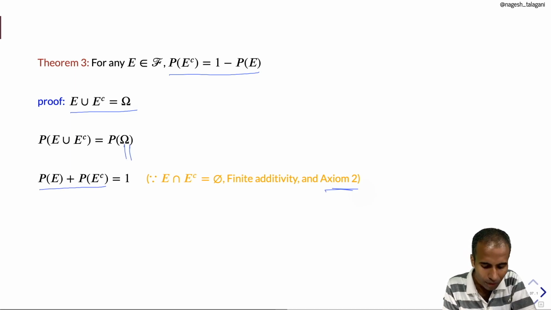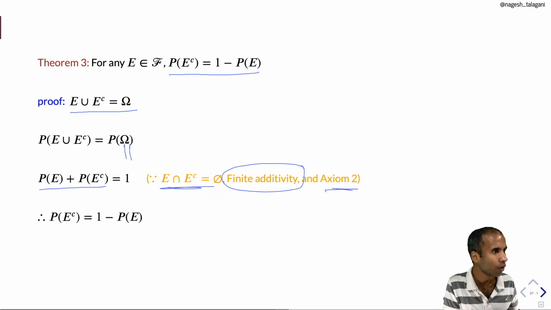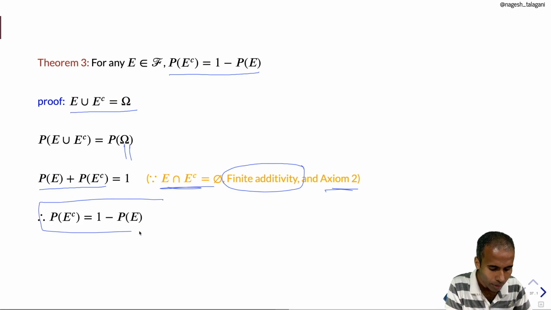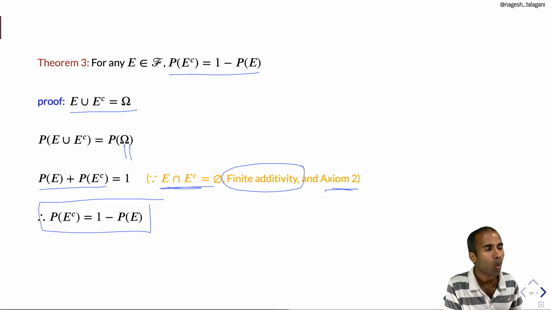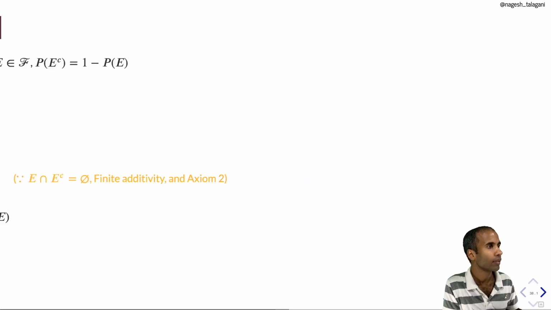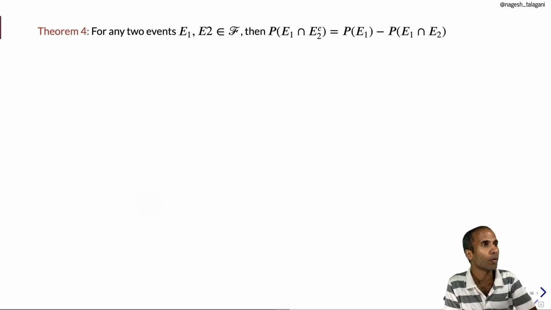This left hand side follows from finite additivity because E intersection E complement is empty. E and E complement are always mutually exclusive, right? They do not have anything common. They never happen simultaneously. Okay, so therefore we have this. The probability of E complement equal to 1 minus probability of E. Okay, fine. Next.